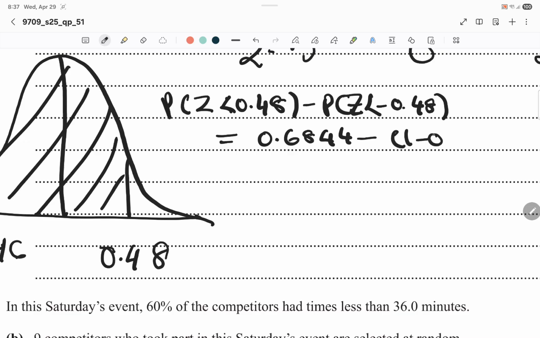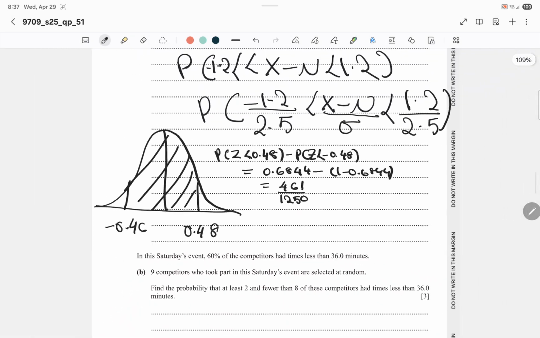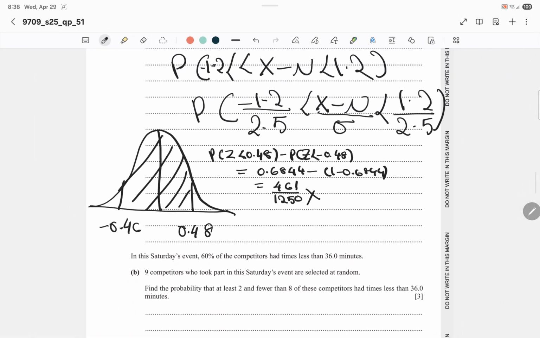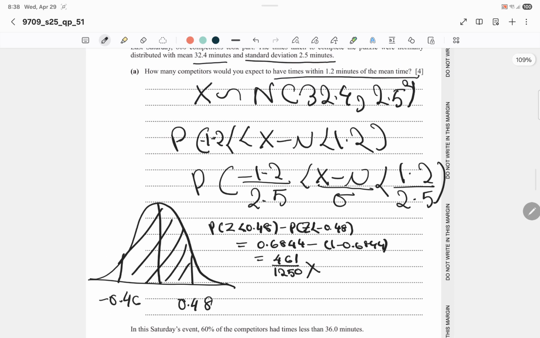Minus 1 minus 0.6844, which we get as 0.3688. Now this is the probability, and it says the number, just the number of values. So you have to multiply this into 600, which gives the final answer of 221.28.